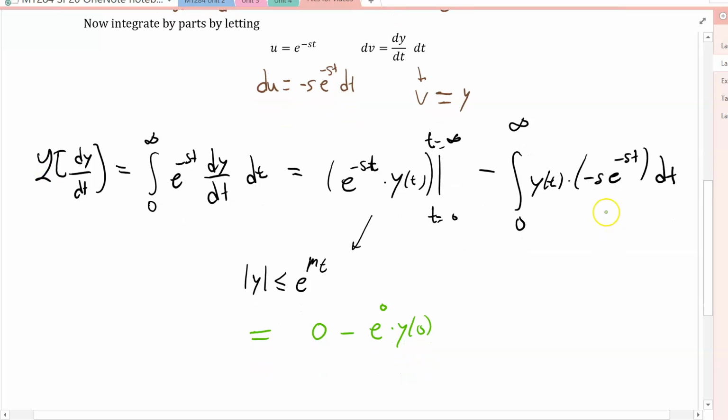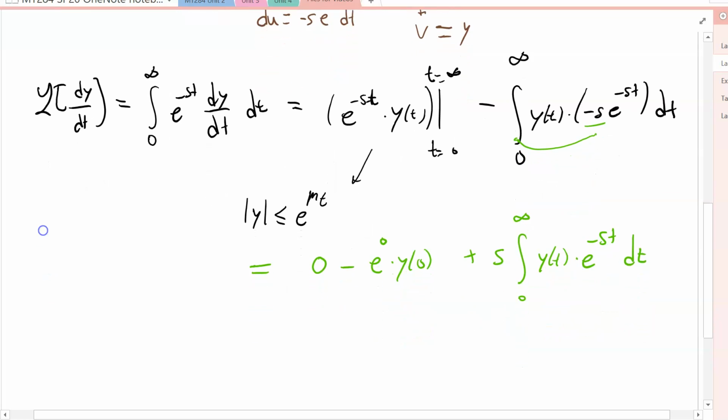In this second integral, notice this negative s factor, we can bring outside of the integral because s is a constant with regard to this integration. So that negative s will come out and make that an addition, and then it'll be s times the integral from 0 to infinity of y of t times e to the negative st dt. Now we're essentially done, but we just have to recognize that this integral is actually the Laplace transform of the function y of t, or just the Laplace transform of y.